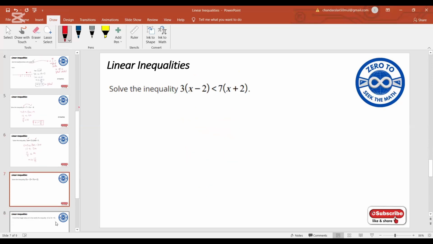Moving on towards the next question, we have this type of inequality where we're going to multiply first, then we solve it. So what do we need to do? We need to first solve this the algebraic way. That 3 will be multiplied by x gives us 3x minus 3 2s are 6, and is less than 7x plus 7 2s are 14. Now again the same method which we used in the last question. So it will be like minus 6 minus 14 is less than 7x minus 3x.